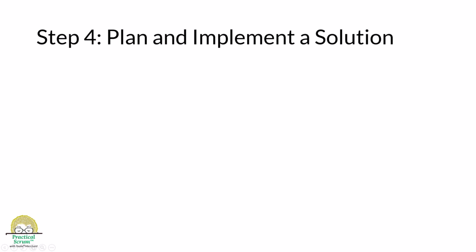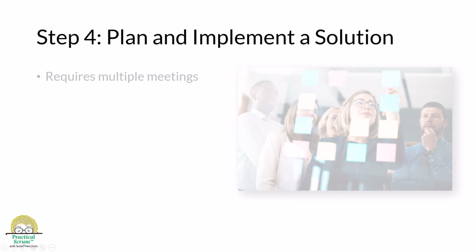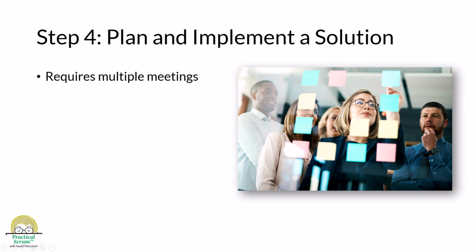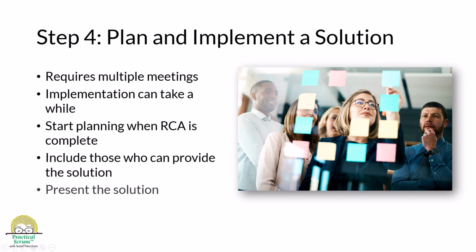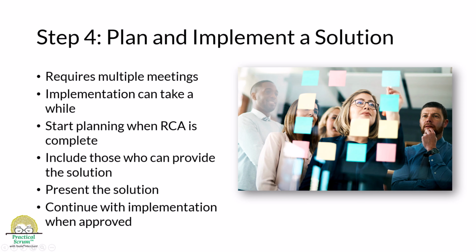Number 4, plan and implement a solution. This step also naturally follows in an Agile practice, but the duration varies widely. Planning the solution usually involves one or more meetings, and depending on the severity of the issue, implementation can take hours, weeks, or months. Once you have a complete root cause analysis and can identify a solution, planning should begin immediately. The applicable individuals who can provide the solution and make decisions about the implementation should meet and present the solution, then go on to implementation with the approval of the appropriate leadership.